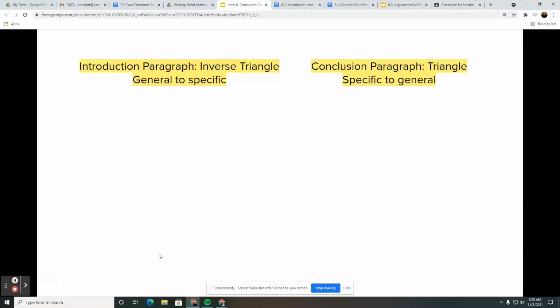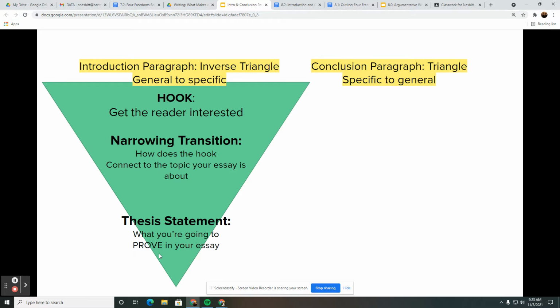In this video, we're going to talk quickly about introduction paragraphs and conclusion paragraphs. But let's just talk about introduction first. So an introduction paragraph looks conceptually like an inverse triangle, and it goes from something that is general to specific. So the first thing that you want to do is you want to grab the reader's interest through the hook. You are literally hooking them in.